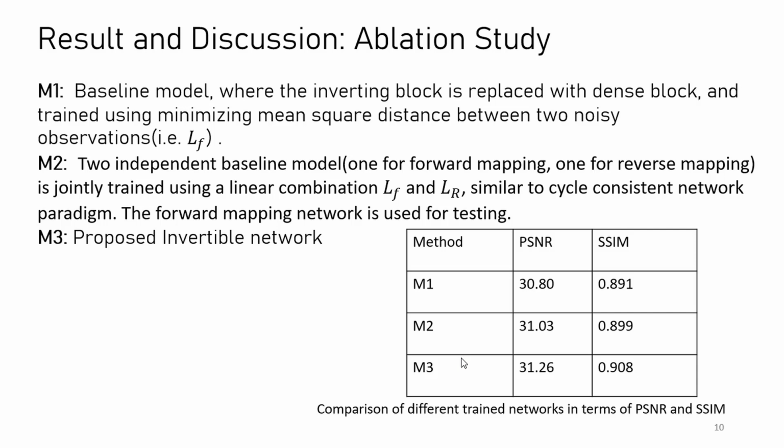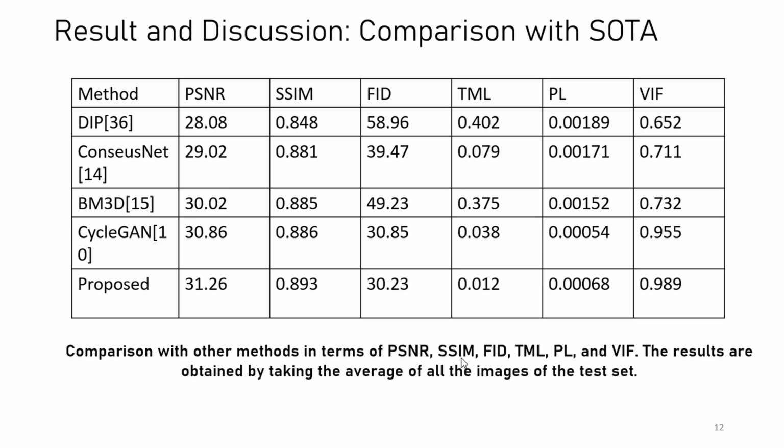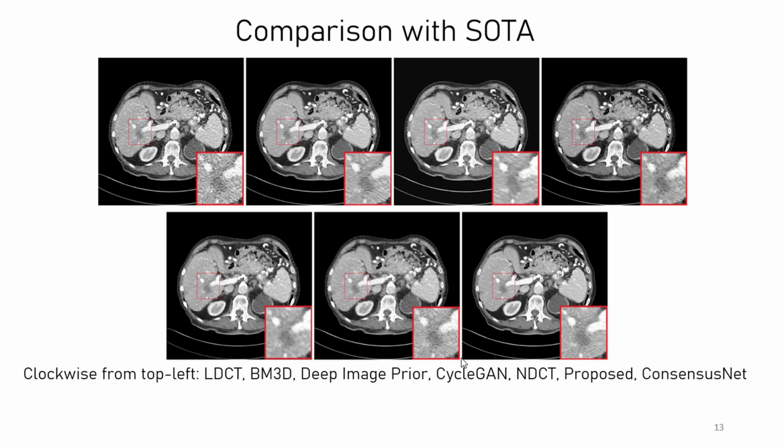Here is some ablation we had done. As shown, using the invertible network, an improvement of 0.46 dB can be found. Visual comparison among the output of different trained networks. Comparison with different state-of-the-art methods. Visual comparison of the different methods.